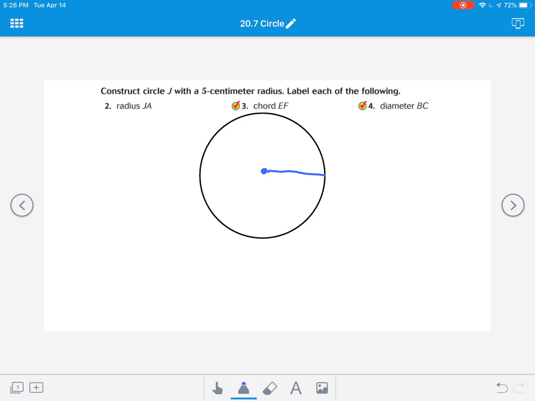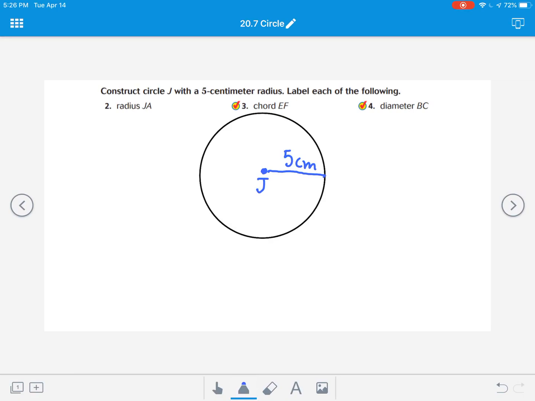Draw a line out to the edge for the radius. And I want you to put 5 centimeters there as the label, because our directions say construct circle J. So we can label the center J. That's the name of the circle, with a 5 centimeter radius. So I just drew a line out to the edge. That's the radius, and it's 5 centimeters in length.